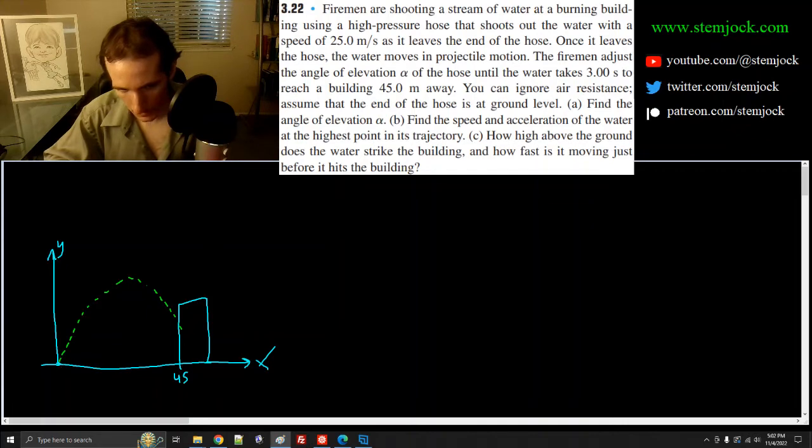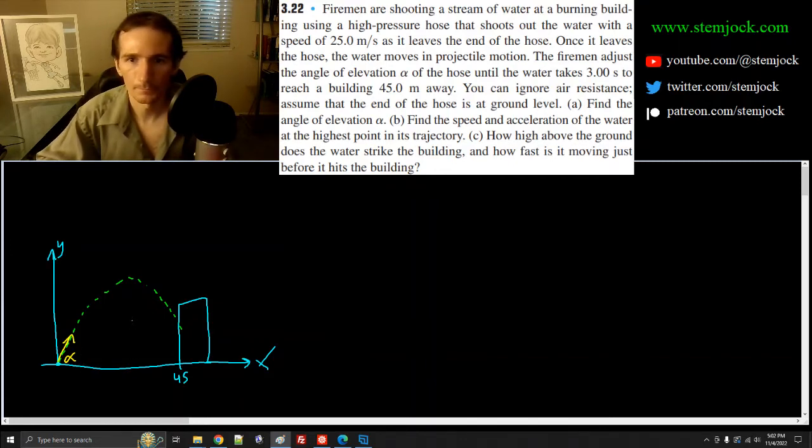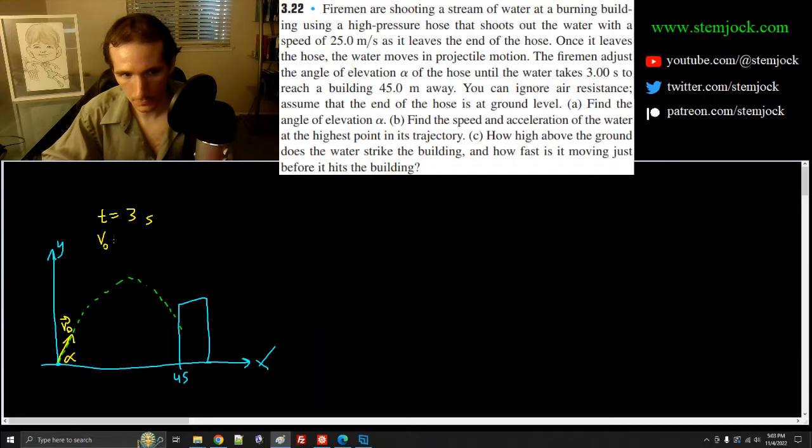So the initial velocity vector is going to be up like that, and we don't know what the angle is. It's just alpha. We're going to have to figure that out, and they tell us how long it takes, so we know that t is 3 seconds. Anything else? 45. Okay, and we have the initial speed v0. The speed is 25 meters per second.